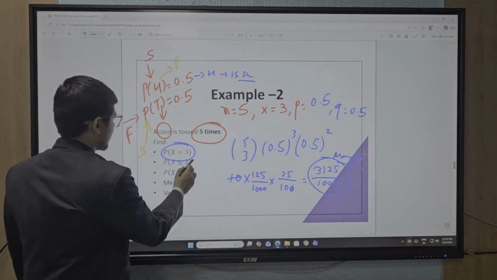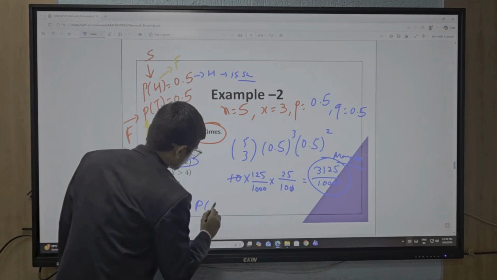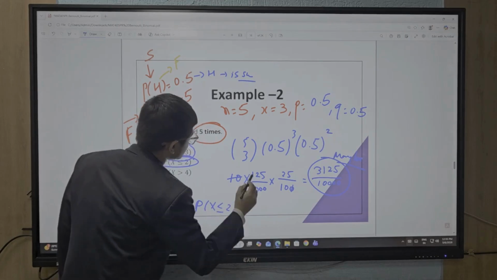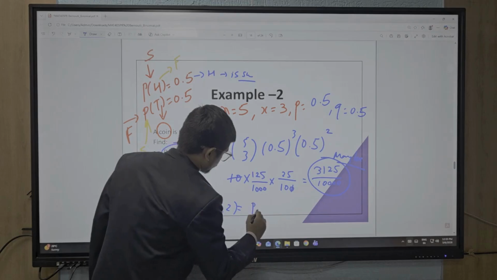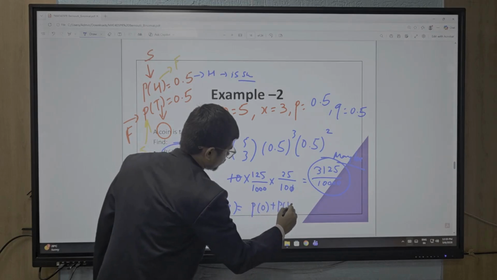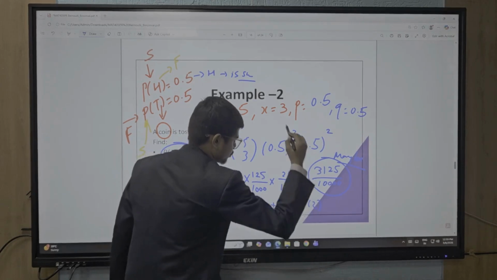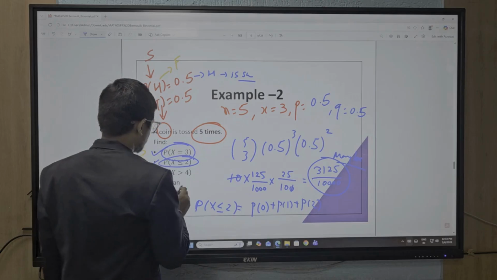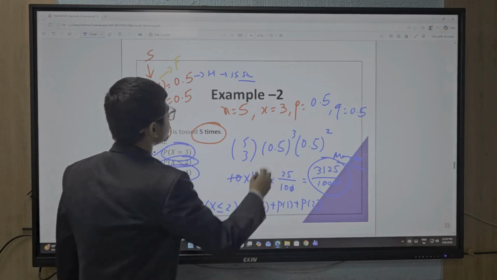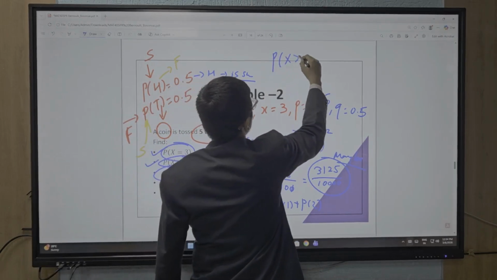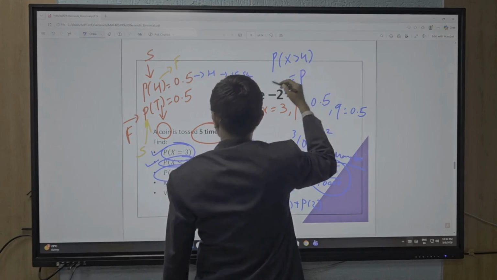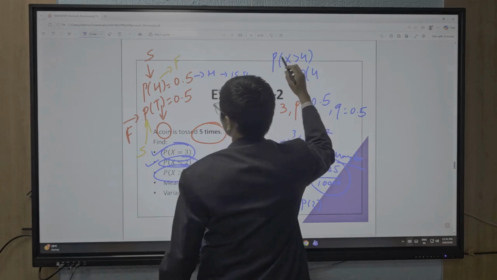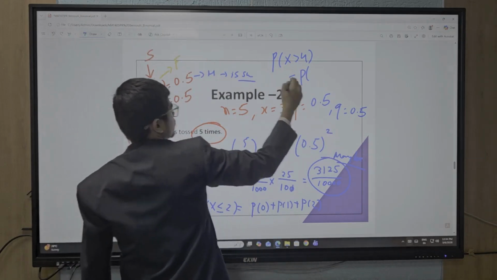Now X less than or equal to 2. So P of X less than or equal to 2 means P of 0 plus P of 1 plus P of 2. In this way you can consider this also. So what about P of X greater than 4? P of X greater than 4 is only P of 5.